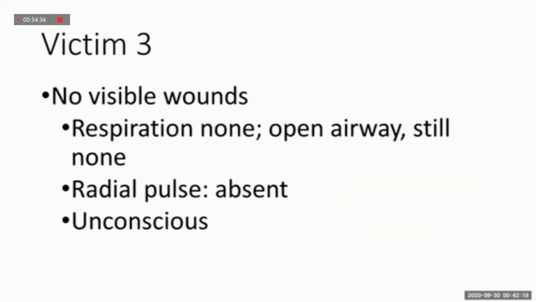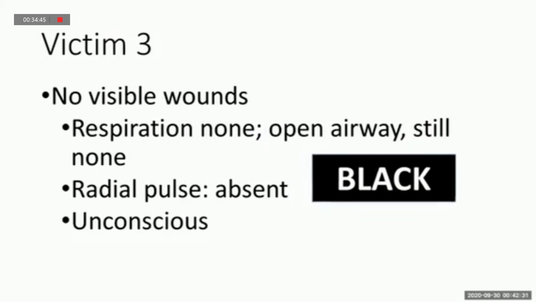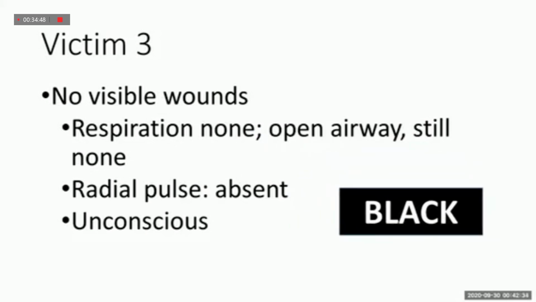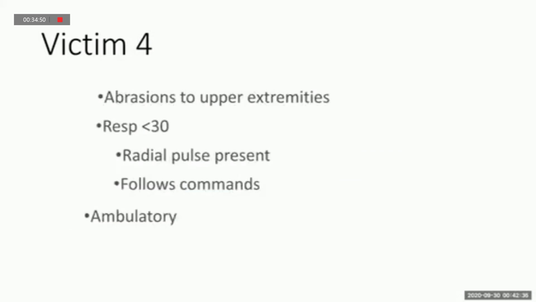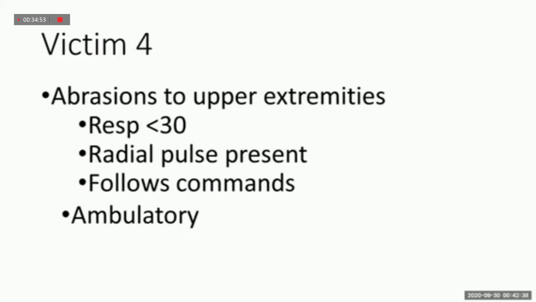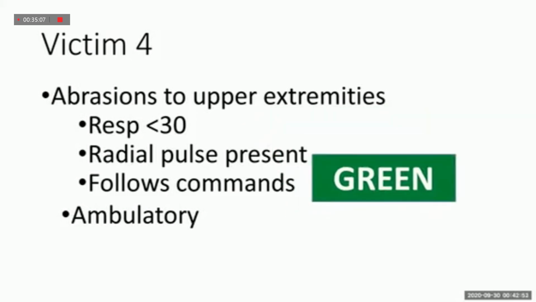For victim number three, no visible wounds, respiration none, opening the airway still none, radial pulse absent, and the patient is unconscious. Very obvious that the patient is tagged as black. And lastly, a patient with abrasions on the upper extremities, respiratory rate less than 30, with a pulse, can follow commands and is ambulatory. So this would be tagged as green. Okay.